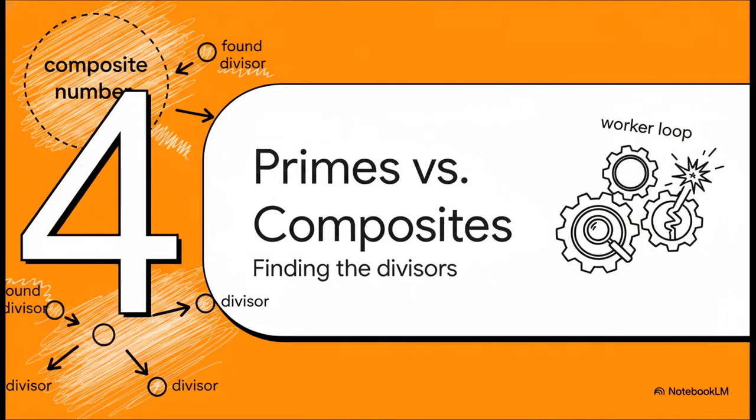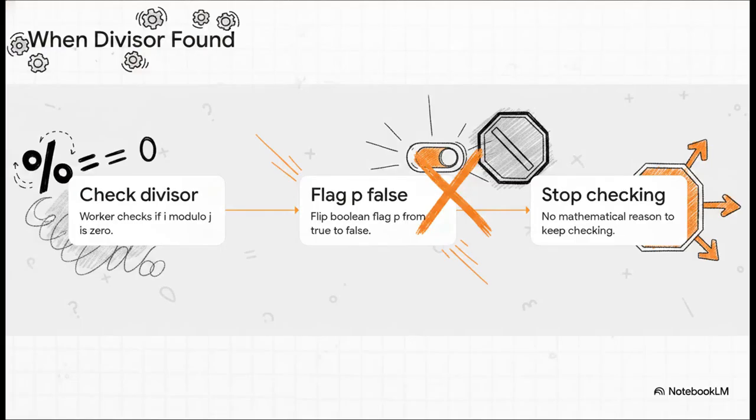That brings us to Section 4, primes versus composites. But wait, what happens when a number isn't prime? This is absolutely crucial to understand. When a composite number is found, it triggers a neat 3-step sequence. Step 1. The worker checks if i modulo j equals 0, meaning j divides perfectly into i with 0 remainder. Step 2. If that happens, we immediately flip our Boolean flag p from true to false. The number is busted, it's composite. Step 3. At that point, mathematically speaking, there is zero reason to keep checking. The number is definitely not prime.